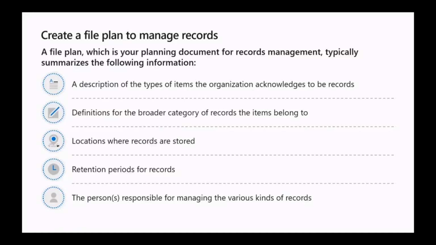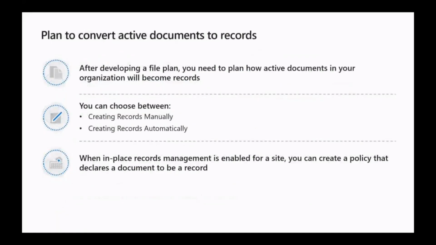Then, how to properly plan to convert archived documents to records. After developing a file plan, you need to plan how active documents in your organization will become records, and if they will become records, or they can be deleted permanently without becoming a record, for example. You can choose either creating records manually or automatically. And also when in-place records management is enabled for a site, you can create a policy that declares a document to be a record automatically as well.